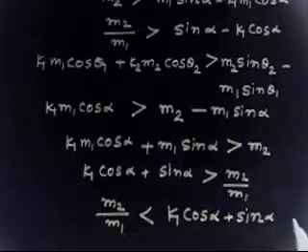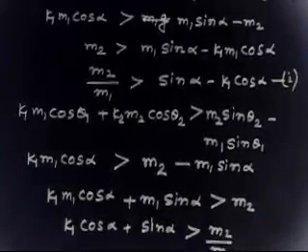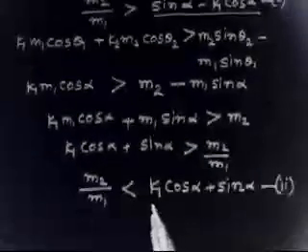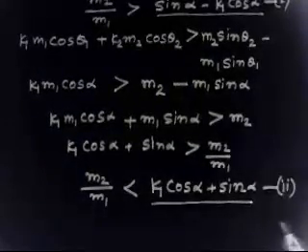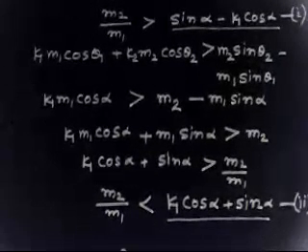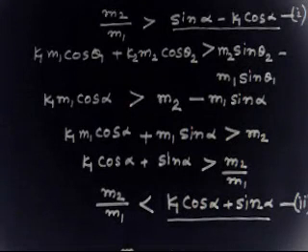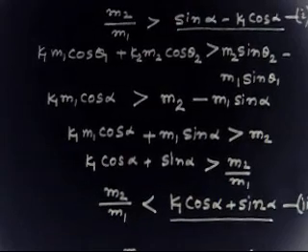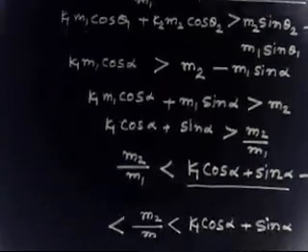So let us say this equation is equation number 2, and this is the previous condition, that is equation number 1. So in this case m2 by m1 should be less than this thing, and in this case m2 by m1 should be less than this thing, and in this case this is greater than. So I can have a condition on m2 by m1. So m2 by m1 should be less than this value, that is k1 cos alpha plus sin alpha, and this value should be greater than. So you see, are you getting it?